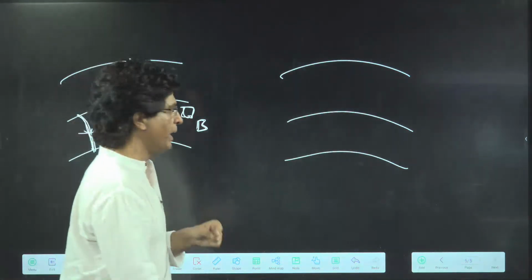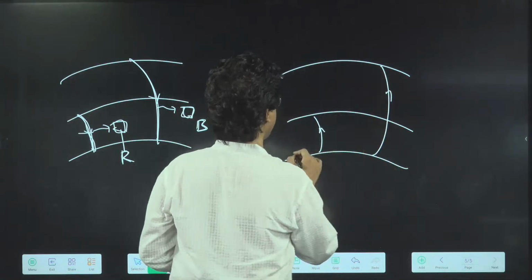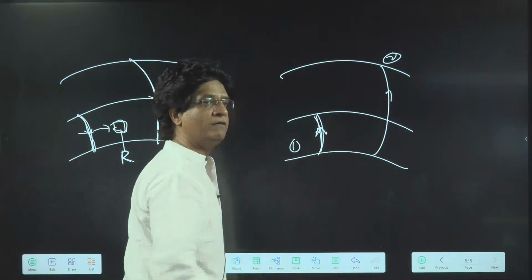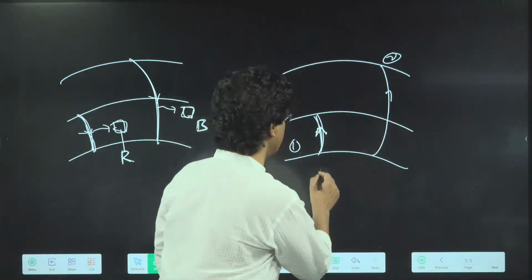But if the electron jumps from here to here and from here to here, this is the first case, this is the second case. In the first case, which photon will be absorbed? In this case, which photon will be absorbed? Red will be absorbed. Very good.